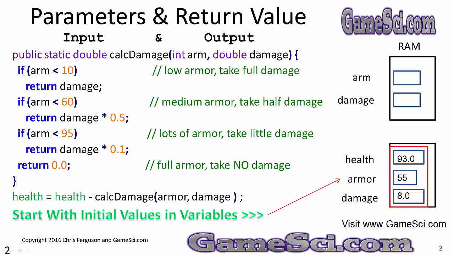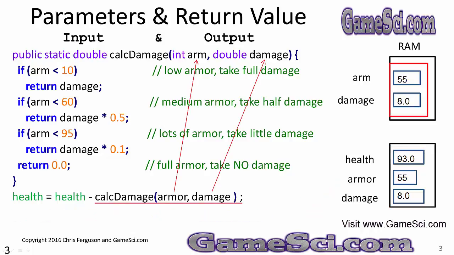There's hundreds of different places in the code where I might need to calculate how much damage this shot did, how much pain it caused. Well, that's a perfect place to use a method. Let's isolate the code to calculate how much damage occurs depending on the armor the person has in one spot. Therefore, if I ever want to adjust it, I only have to change it in one spot. Let's start with some initial values: health of 93, armor of 55, and damage of 8. And let's trace the code and see what happens.